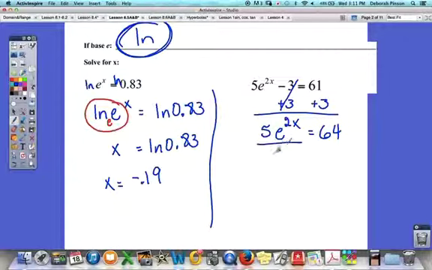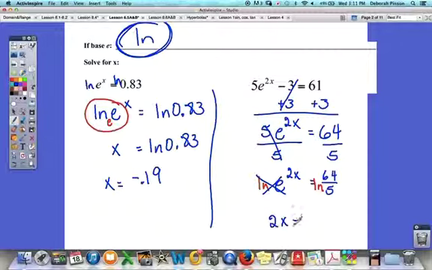So I'm going to take one extra step here. So I'll have e to the 2x equals 64/5. And then remember, use natural log. You'll be glad that you did. Now that's going to make these guys cancel and leave me with the 2x equals natural log of 64/5 divided by 2.